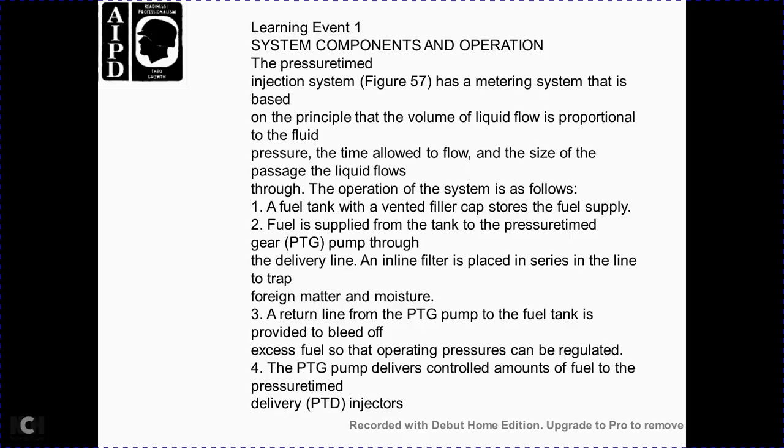The fuel is supplied from the tank to the pressurized time gear pump through the delivery line. The inline filter is placed in series with the line to trap foreign matter and moisture. The return line goes from the pressurized time gear pump to the fuel tank to bleed off excessive fuel, so the operating pressure can be regulated with the pressure time gear. The pump delivers the controlled amount of fuel with the pressurized time to the injectors.